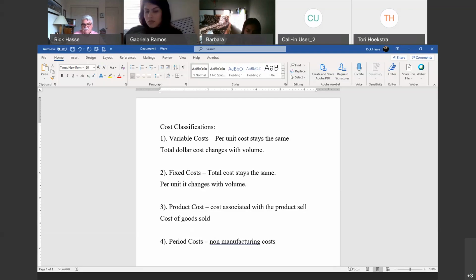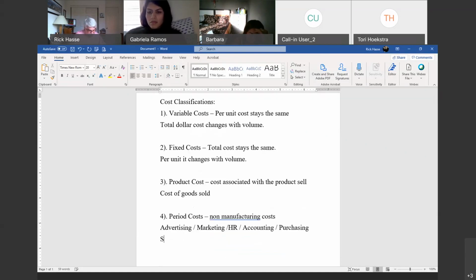What's a product cost or period cost? Advertising is a period cost. Marketing is a period cost. HR is a period cost. Accounting is a period cost. And purchasing are period costs. They're administrative costs. Many times companies call these costs SG&A, selling, general, and administrative expenses. Those are period costs.